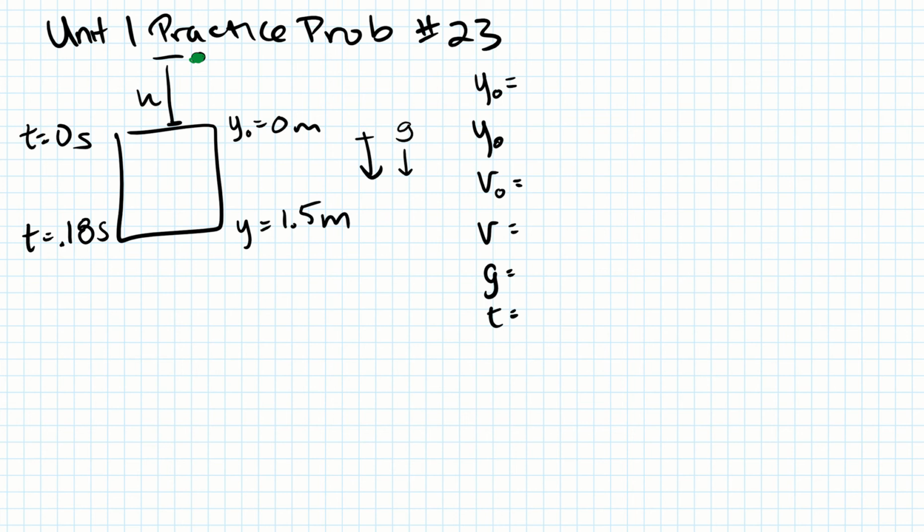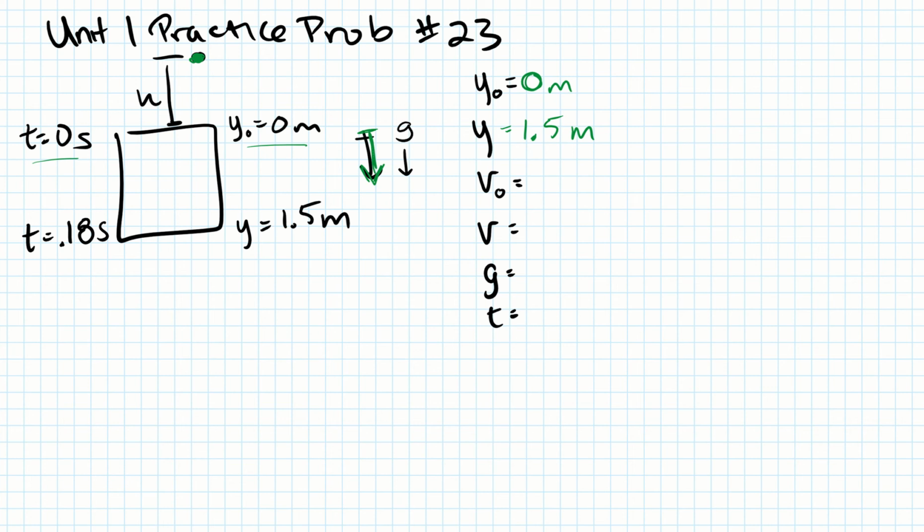We can call that t equals 0 seconds, and we'll set that as our 0 point in our reference frame. Then it takes 0.18 seconds to pass by the window, and the window is 1.5 meters tall. I've set up a reference frame here where the downward direction is the positive direction. Okay, let's inventory our variables here. Our initial y position, we're going to call the top of the window 0 meters. Our final y position is going to be equal to 1.5 meters.